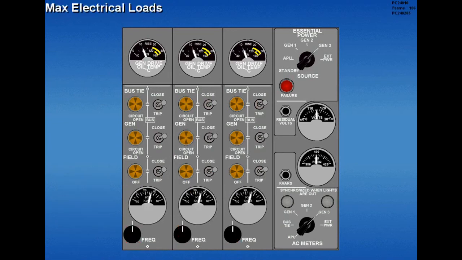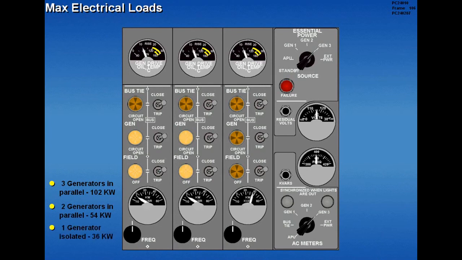The maximum electrical load with all 3 generators operating in parallel is 102 kW, with 2 generators operating in parallel, 54 kW, and with any generator operating isolated, 36 kW. Now let's try a few normal operation questions.